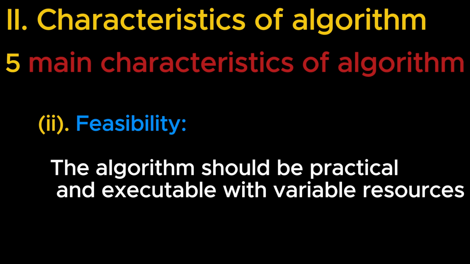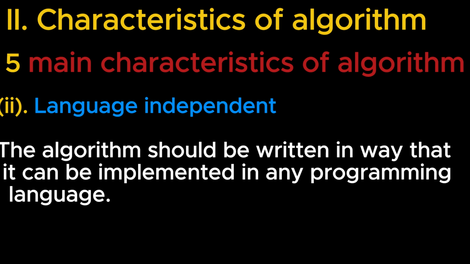The fourth one is feasibility. This means that the algorithm should be practical and executable with available resources. So let's go to the last one, which is language independent. This means that an algorithm should be written in a way that can be implemented in any programming language.